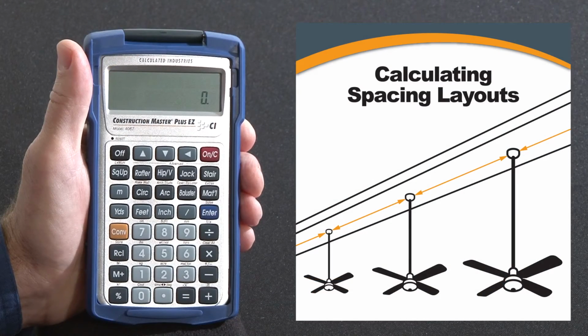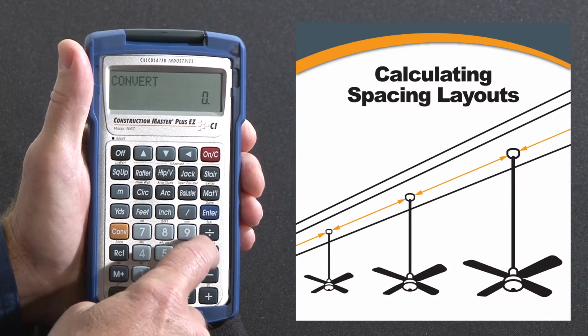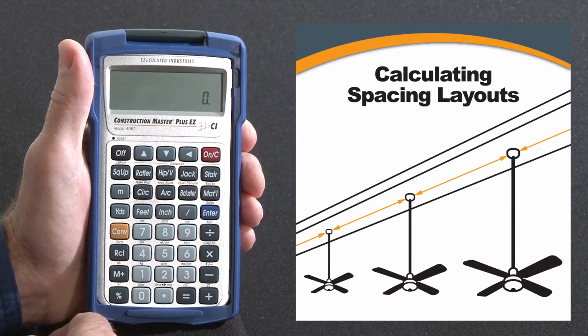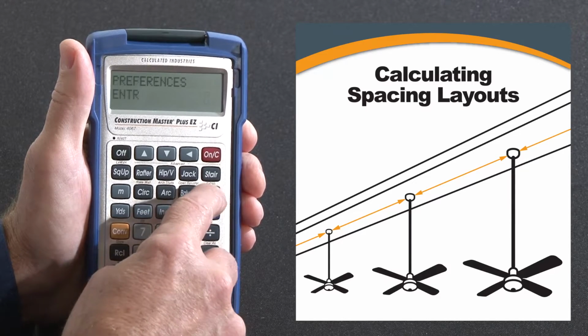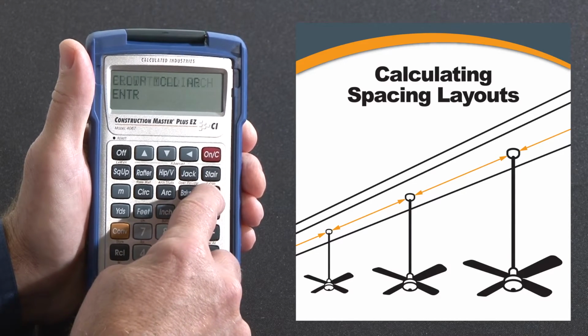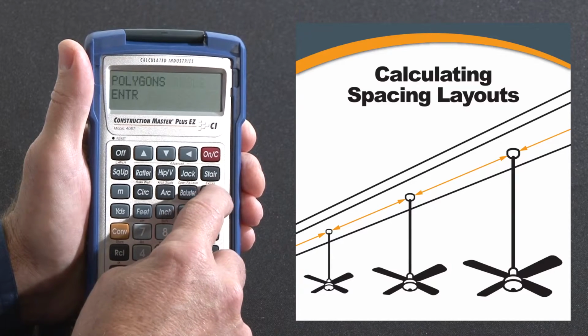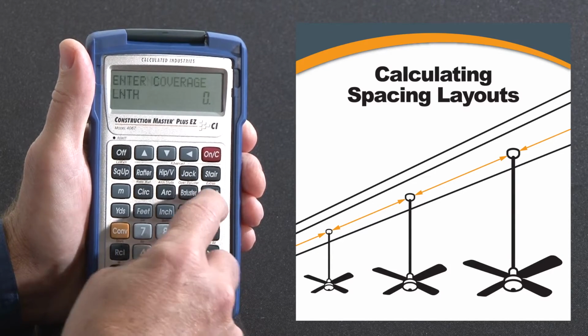Now let me show you how to solve spacing layout calculations using the built-in spacing function. I'm going to start off by hitting Convert Times to clear everything out. And the spacing routine is one of the extra features behind the material key. It's a second function, so I'll hit Convert Material and keep pressing that until I get to spacing. There it is. Hit Enter.